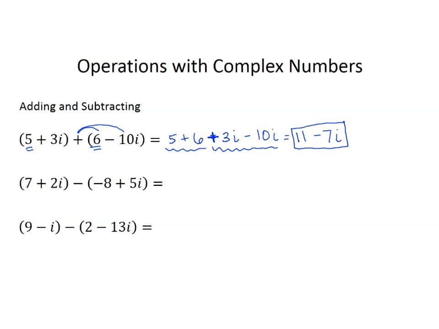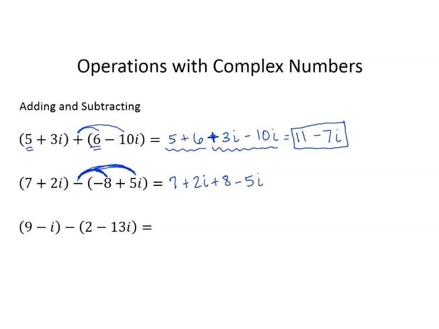So here we have one complex number subtracted from another. And this time, since there is a minus sign in between them, we're subtracting, we have to distribute that negative to each of the terms in the second set of parentheses. So we'll still have 7 plus 2i in the first set, but then a negative times a negative here will give us a positive 8, and then a negative times a positive here will give us a negative 5i.